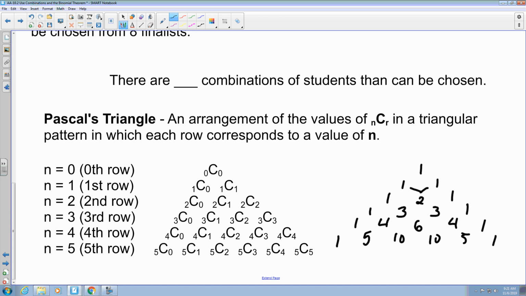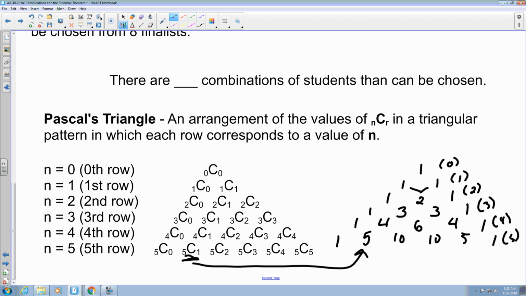So this is row 0, this is row 1, row 2, row 3, row 4, and row 5. If you look here in the 5th row, this one has the combination of 5 choose 1. That result should be 5. That's where that comes from. If you look at 5 choose 2, that should get us 10. Also 5 choose 3, so that's where we can get those numbers.